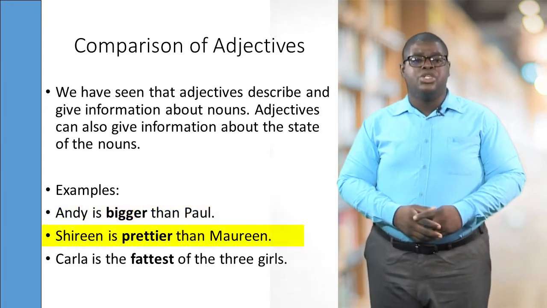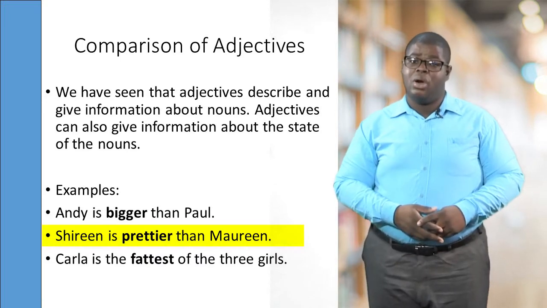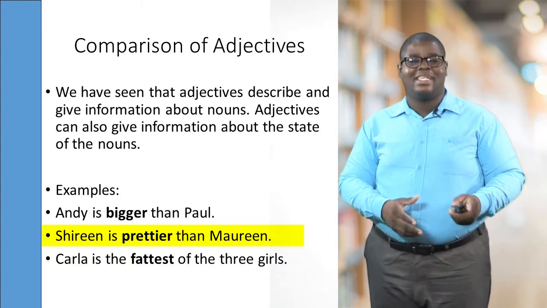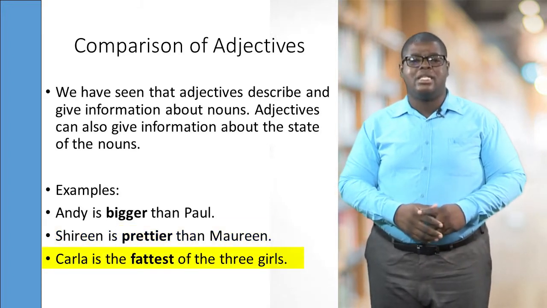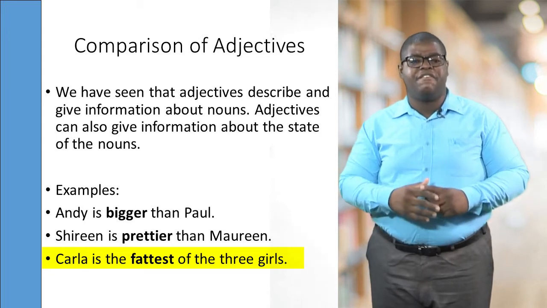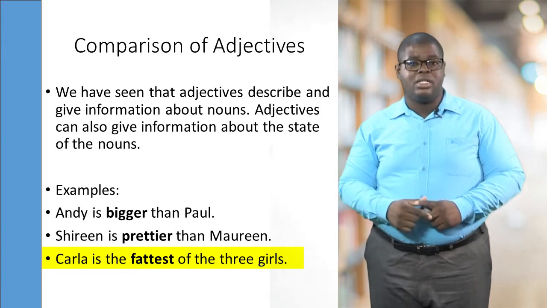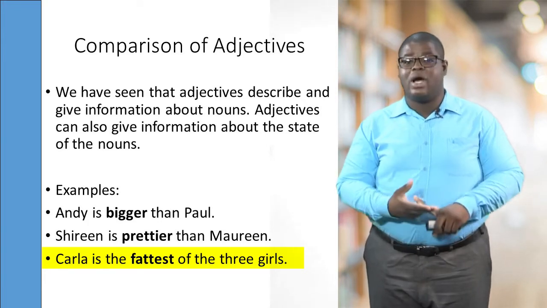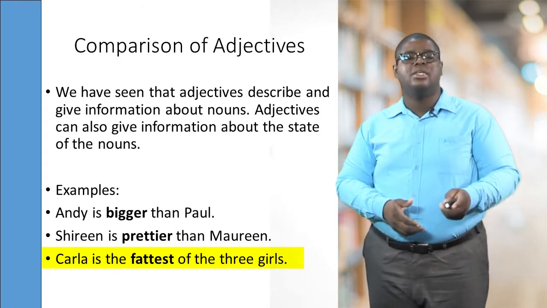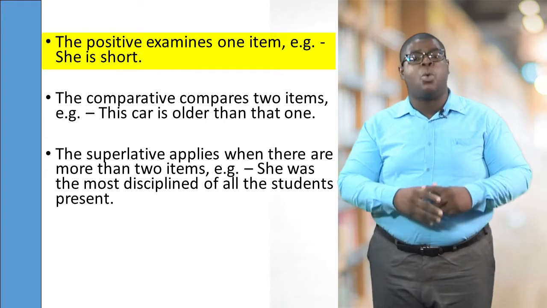Example 2. Shireen is prettier than Maureen. So we know Maureen is pretty, but Shireen is prettier. Example 3. Carla is the fattest of the 3 girls. So you know what? The other two girls, they're fat. One is fatter, but Carla is the fattest. All right? Let's continue.